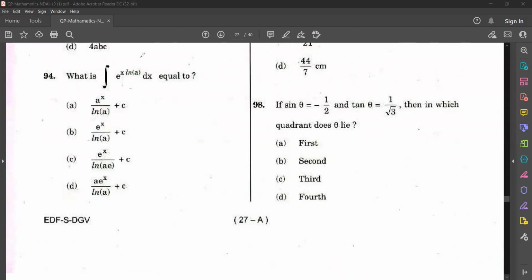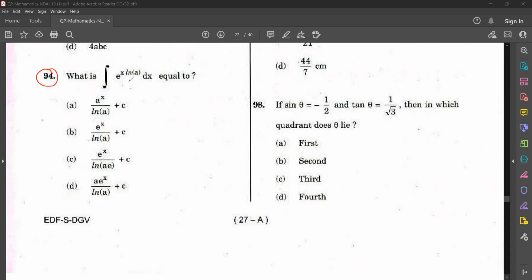See the question number 94. What is integral e raised to x log a dx equal to? Integral e raised to x log a equal to ln a. Ln means natural logarithm. Okay. So please try. This is a direct question from integration.